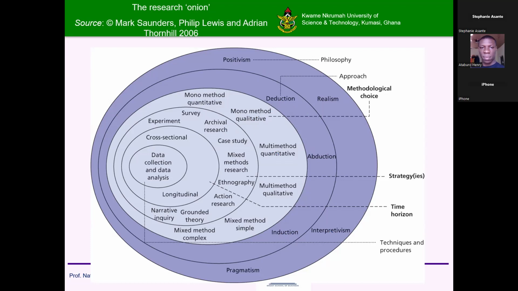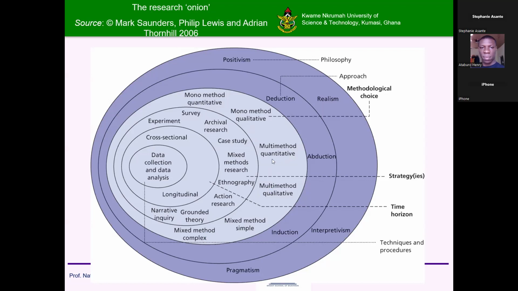Now, knowledge is complex, so sometimes we mix the two. So we have multi-method quantitative. When you mix them, we have what we know as a mixed method simple. And then we can have even a complex one, mixed method complex. So mixed method simple is when you are drawing on both quantitative and qualitative. Mixed method complex occurs when you are combining multiple quantitative or multiple qualitative with the opposite, then it becomes mixed method complex.